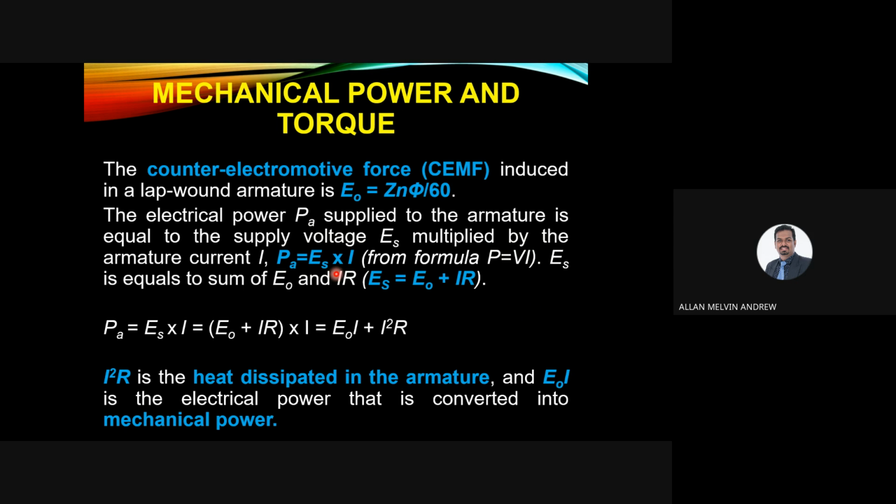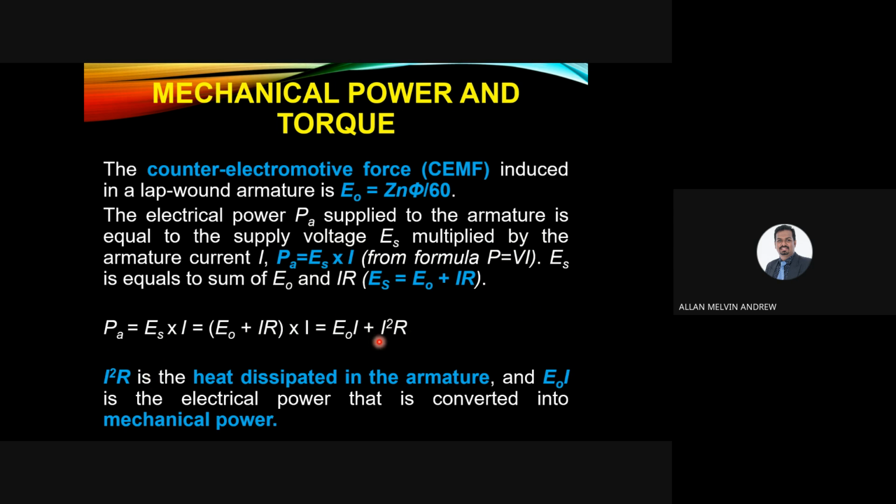So PA equals ES times I. ES equals the sum of E0 plus IR. This is from the previous formula, so we can take this formula and substitute inside here, and we get this set of formulas. So PA equals ES times I, which equals E0 plus IR times I. Then we expand it, and we get E0I plus I square R.